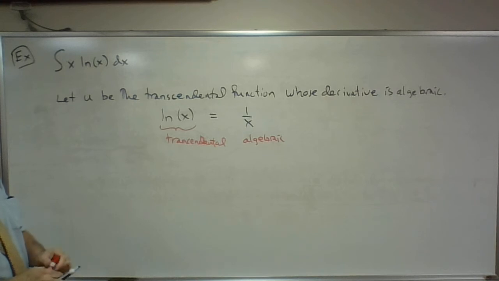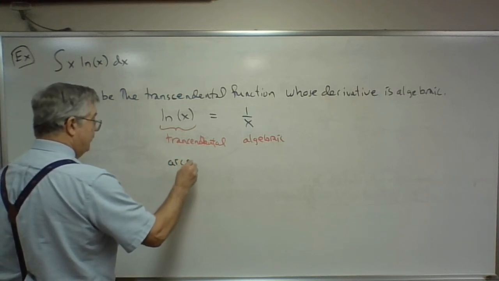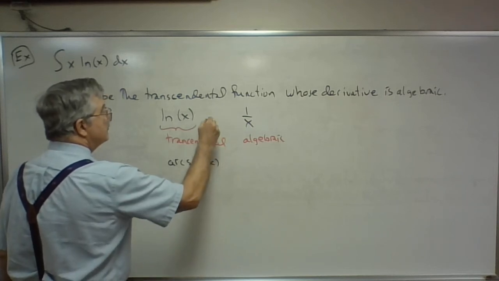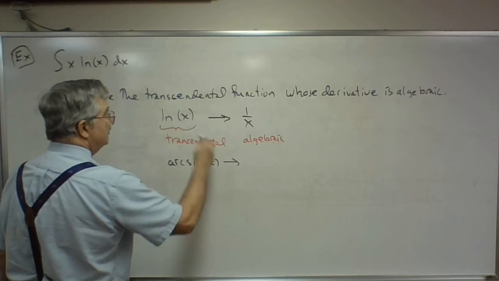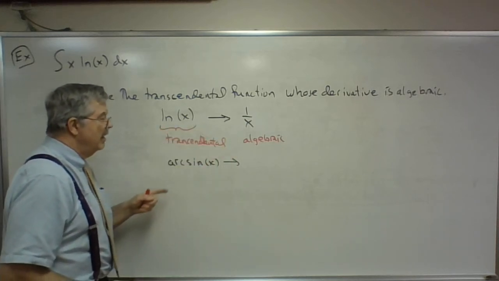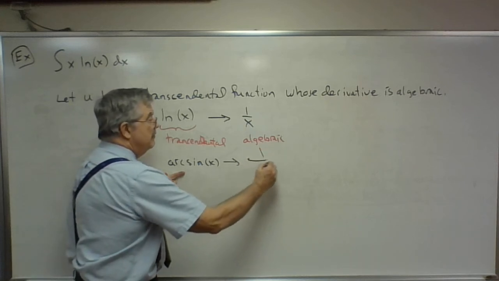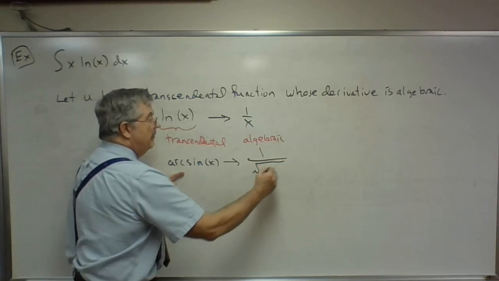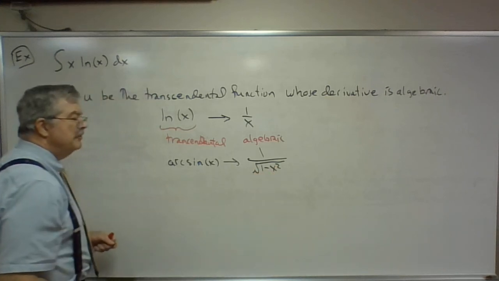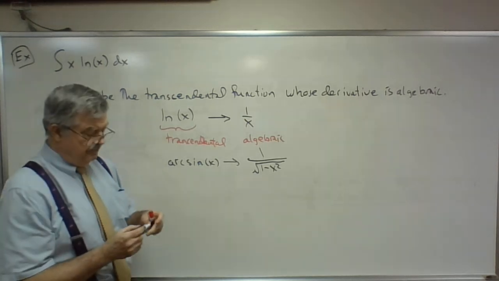Let's see, what others do we know that are like this? Arc sine, transcendental, oh, by the way, these are not equal. This is the function, this is the derivative. Arc sine is transcendental. It has a derivative that's algebraic. And the same is true with all of the arc trig functions.